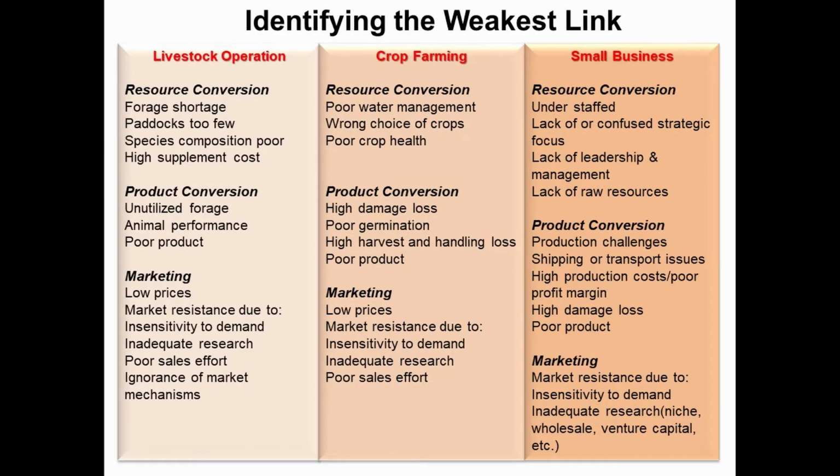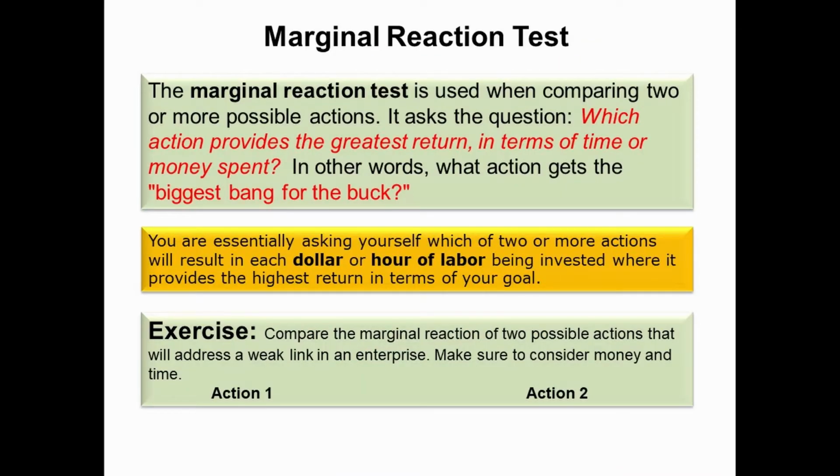Now let's narrow our scope. Let's go down to the different types of farming, whether you're a livestock operation, a crop farming operation, or just a small business. Here are some associated weak links that could go with those operations. Once you have completed doing a weak link test, let's do a marginal reaction test. The marginal reaction test is used when comparing 2 or more possible actions. It asks the question, which action provides the greatest return in terms of time or money spent? In other words, where are you getting the best bang for the buck?